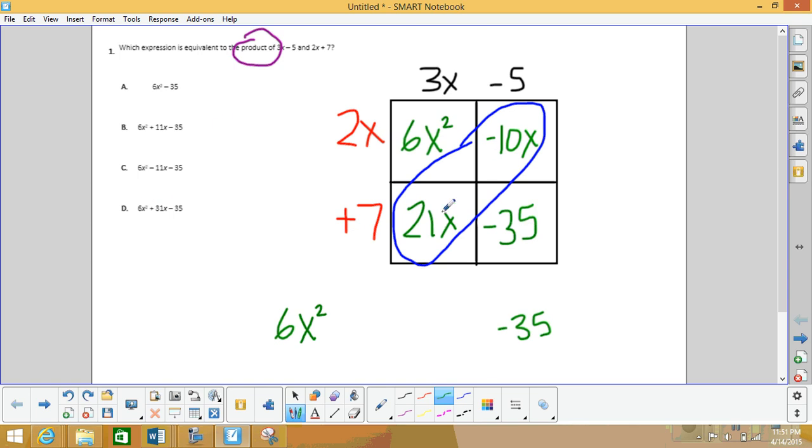So then we combine these like terms. You have 21x and negative 10x. When you subtract them, it makes 11x. So it's not D, it's not A. One of these says positive, one of these says negative. And so 21 is the positive one. So if you have $21 and you give 10 of them to me, you've still got $11. So number 1 should have been B. Okay.